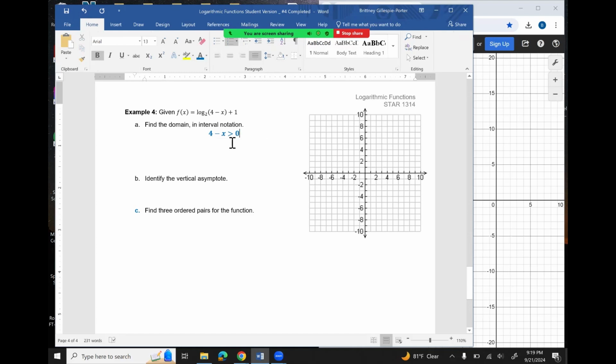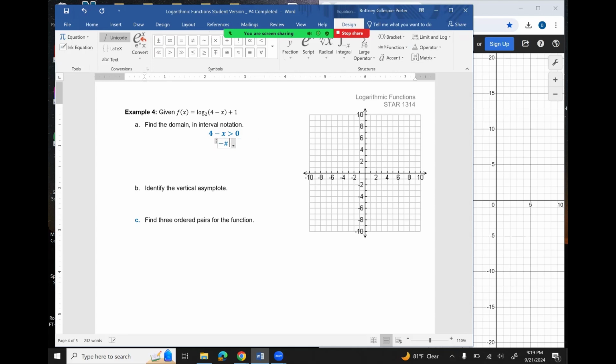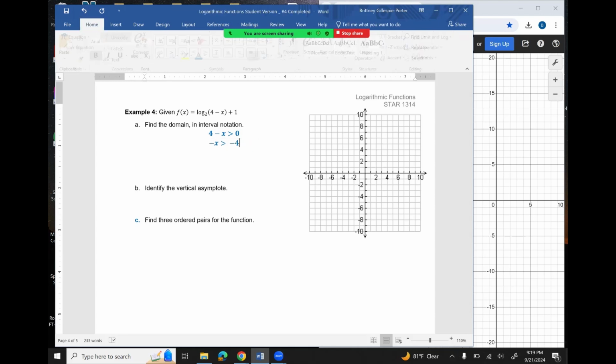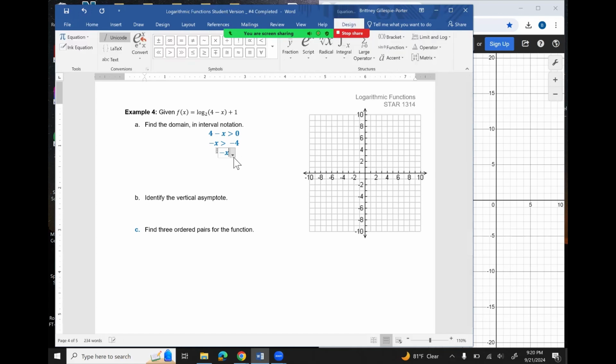And now we need to solve. We would subtract 4 from both sides, which means that we have negative x greater than negative 4. You could add the x to both sides, but the trick for doing interval notation, where you look at which way the sign's pointing, only works if your variable is on the left. X is not by itself yet. We still need to divide both sides of our equation by negative 1.